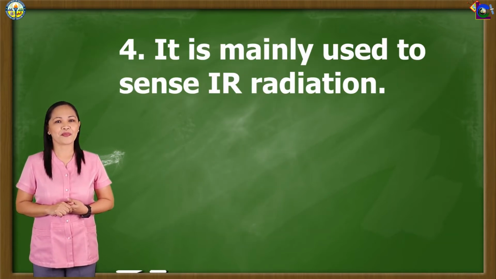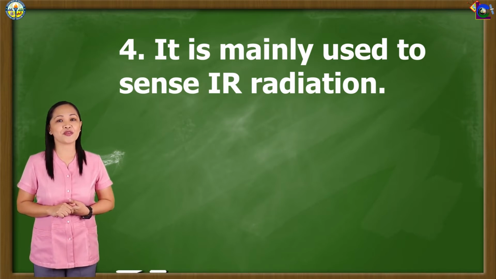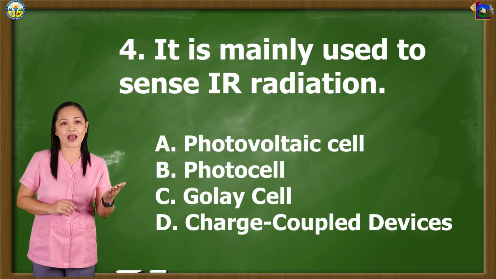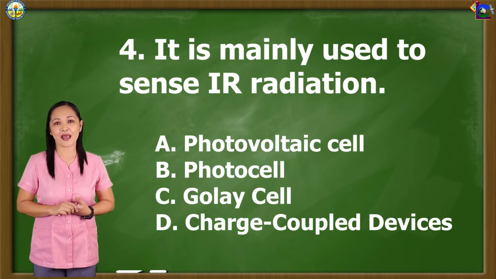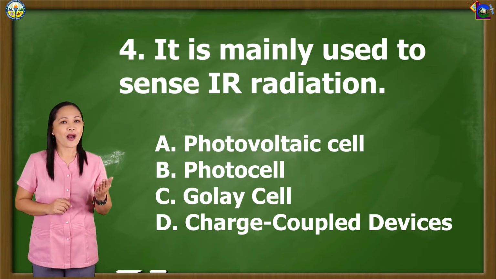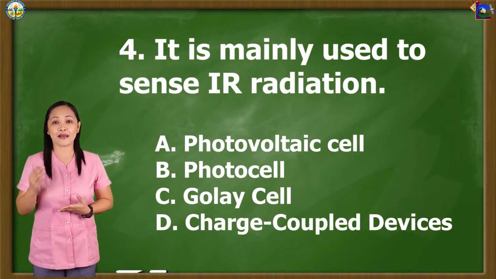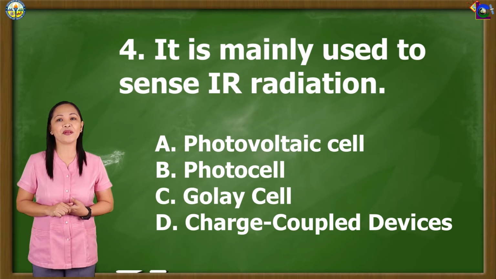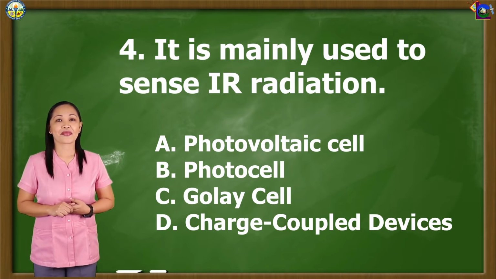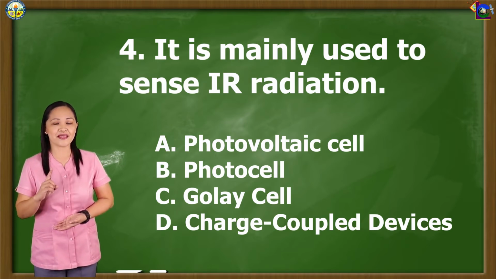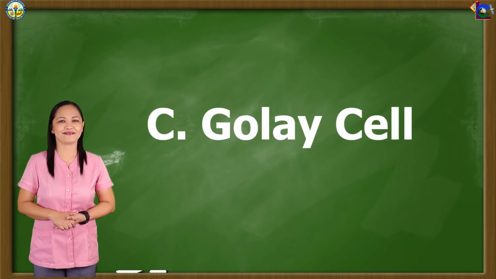Question number 4. It is mainly used to sense IR radiation. A, photovoltaic cell. B, photocell. C, Golay cell. And letter D, charge-coupled devices. The correct answer is letter C.